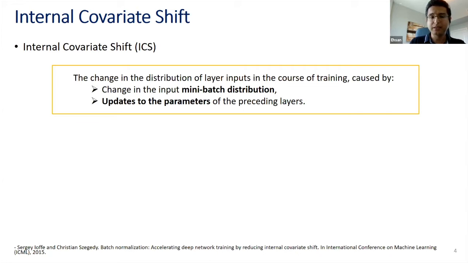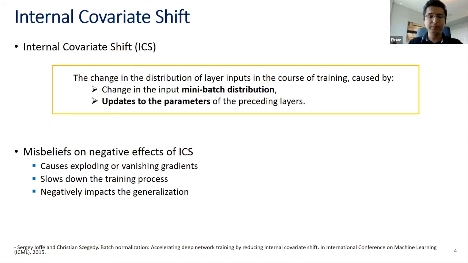The second cause is that any updates that we're doing on the parameters of the layers may change the distribution of the subsequent or the next layers. So these are the main causes of internal covariate shift.